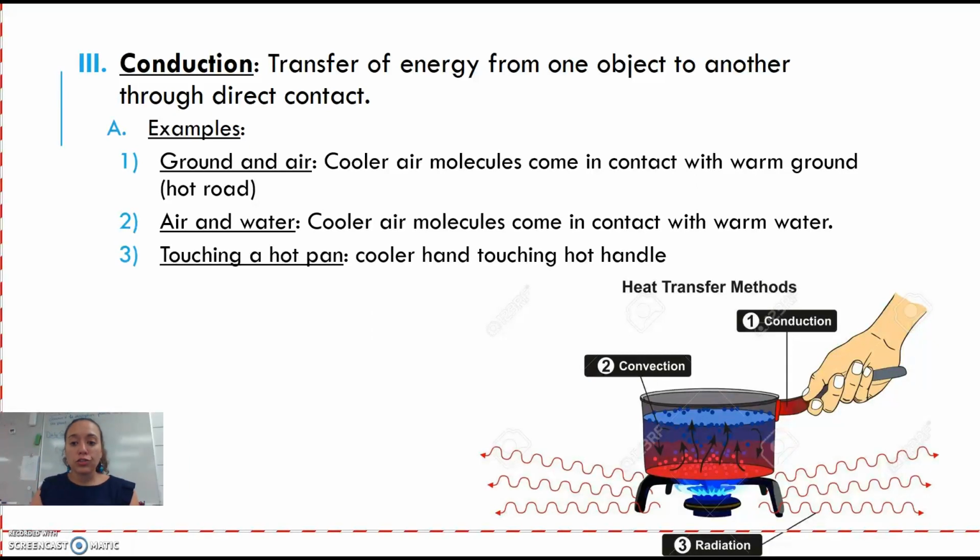Touching a hot pan, so physically us touching something hot. Something being so hot, and everything has to be in direct contact. For instance, with the ground and the air, it's literally centimeters that this occurs.